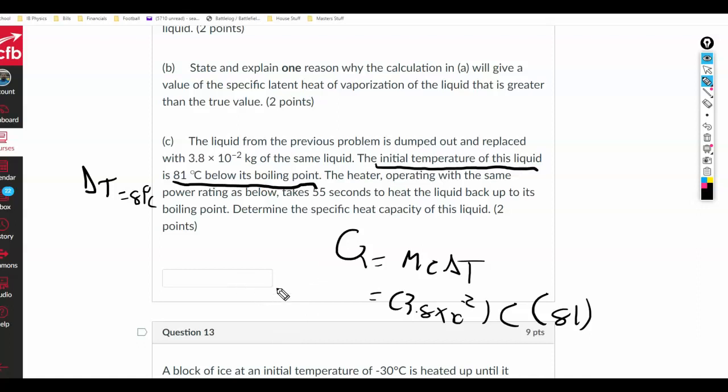And on the left side, Q is going to be the power, which I think was 34, times the time, which is given as 55. I'm not going to finish out the calculation. You can do the rest on your own. If you get to this point, you're just dividing both sides by two values to get C by itself. That's how you should approach this problem. Pause it here if you need to look at this some more.